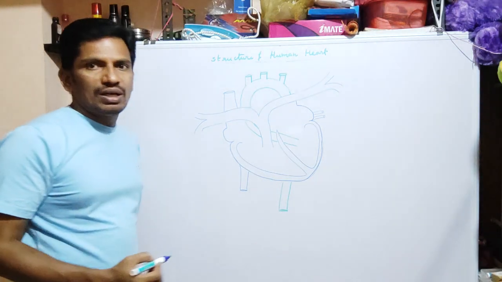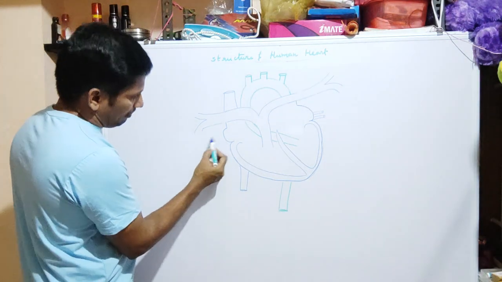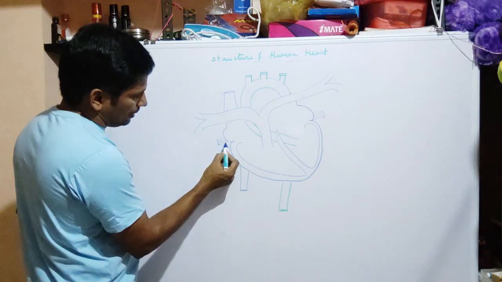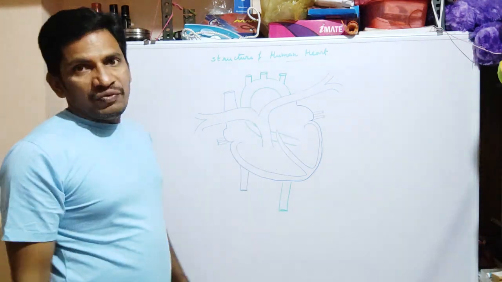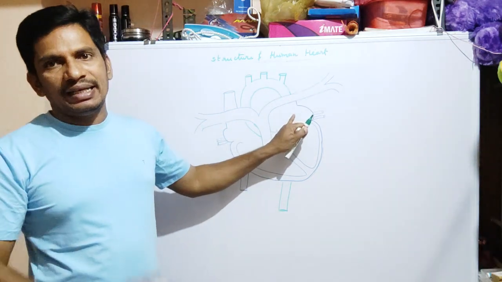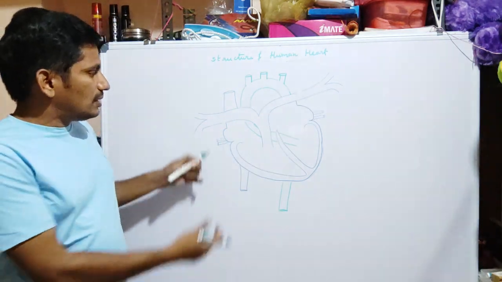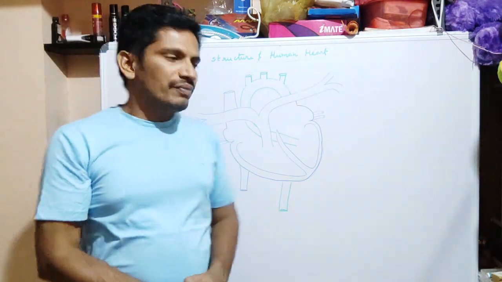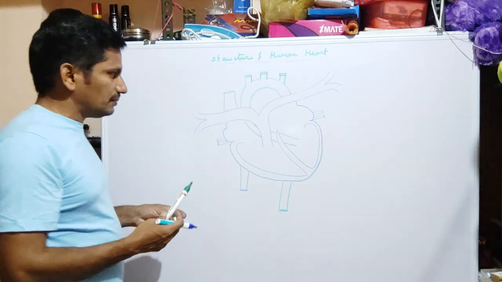Moreover, 2 pairs of pulmonary veins open into the left atria from the back. These 2 open here, which brings blood from the lungs to the left atria only, right? This is a simple diagram only. Nothing difficult is there. If you follow these steps, it's very easy. Now we'll go for the internal structure.